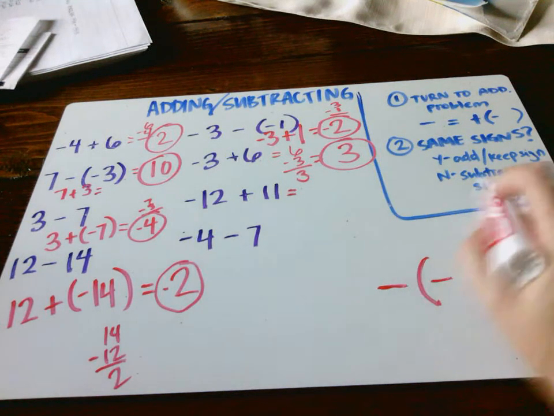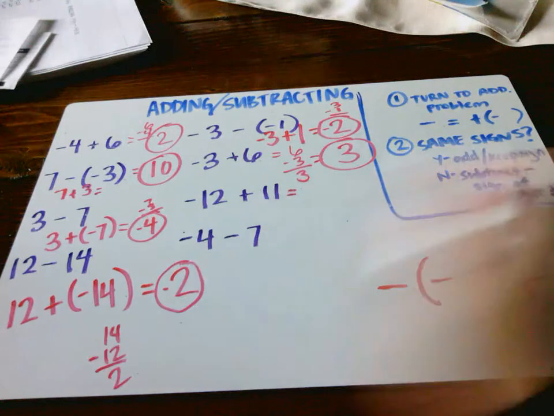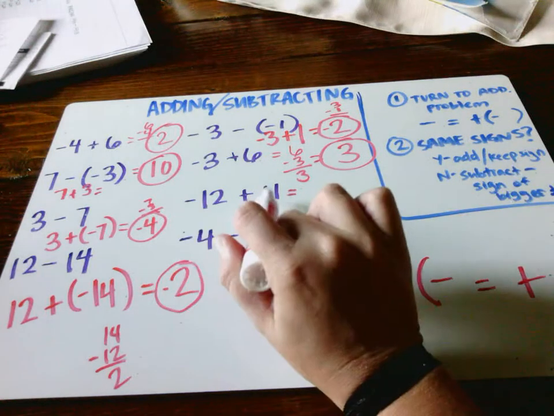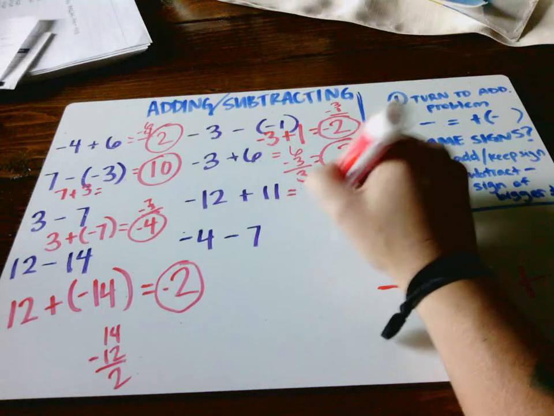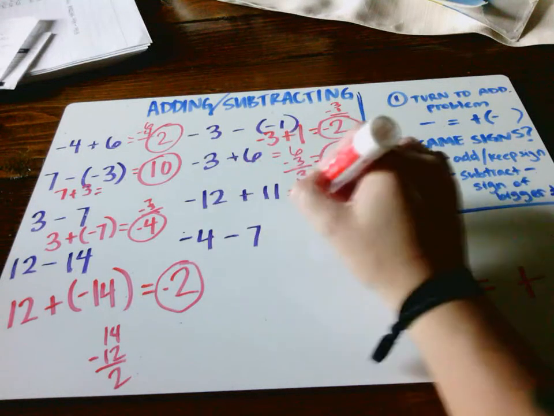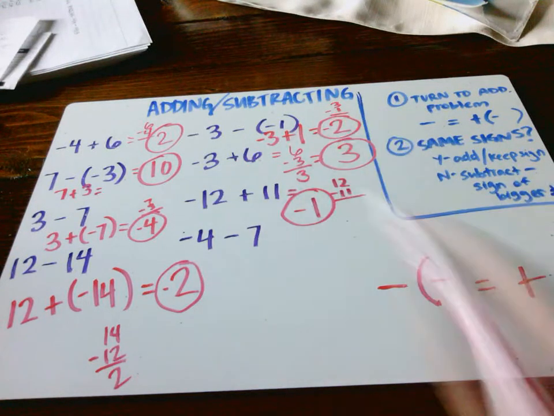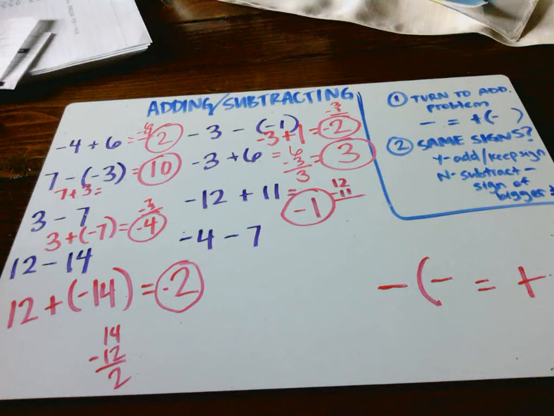But let's use the tricks that I've taught you. They do not have the same signs because one's a negative and one's a positive. So I'm going to subtract and take the sign of the bigger number, which is 12, which is that $1 that my sister still owes me.